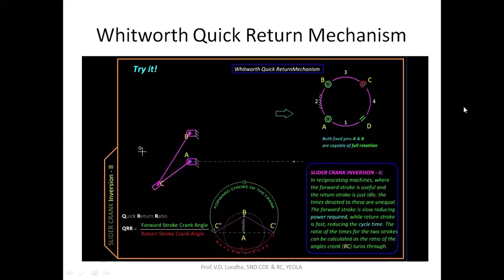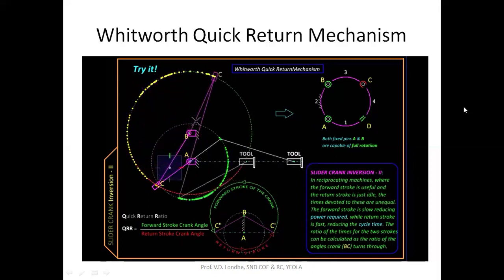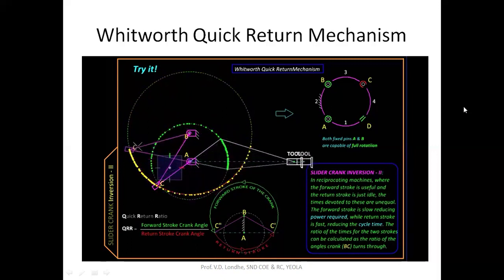Right now we are also seeing some traces of points. We'll talk about that in a moment. This inversion can be made a little more useful by adding a couple of extra links. Here they are. We are going to extend this link AC like this, add one extra link here, and at the end of it, we will attach a tool which is constrained to reciprocate along this line. So as our input link BC rotates, the tool reciprocates back and forth.